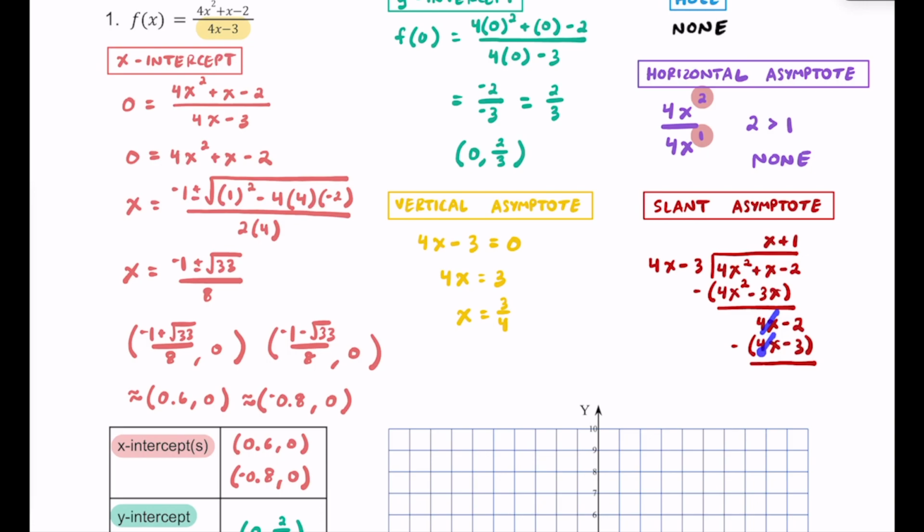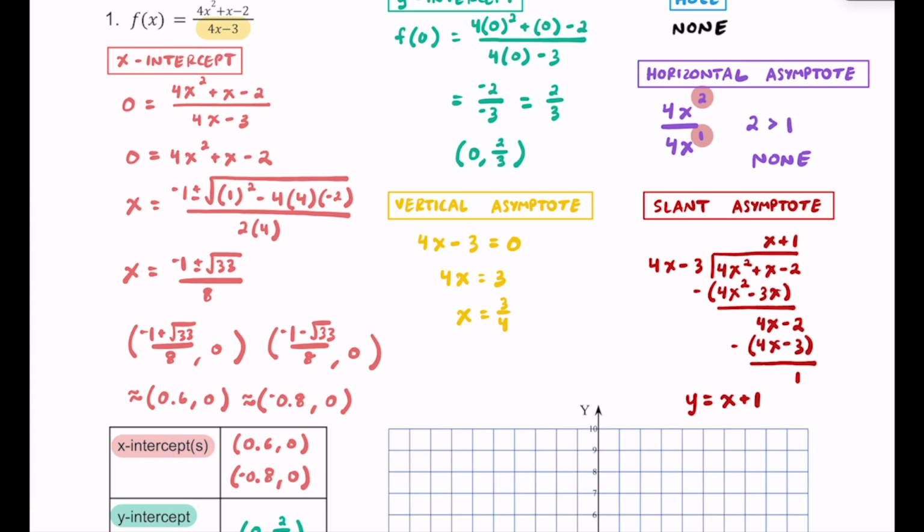4x minus 4x is going to cancel out and be 0. And then we have this negative 2 minus negative 3. That's just negative 2 plus 3, and that's going to be a positive 1. So we can just go ahead and say that our slant asymptote equation is going to be y is equal to x plus 1.